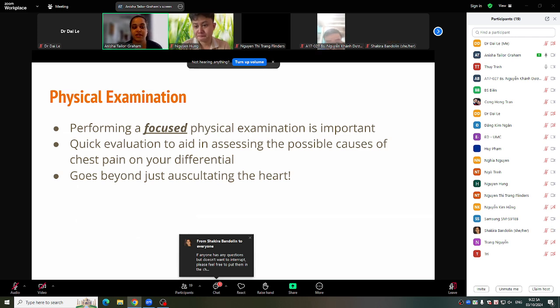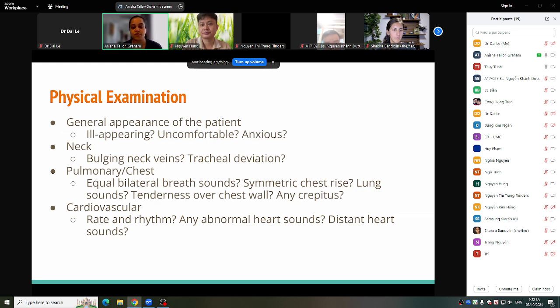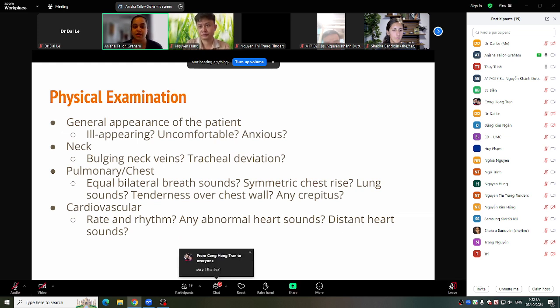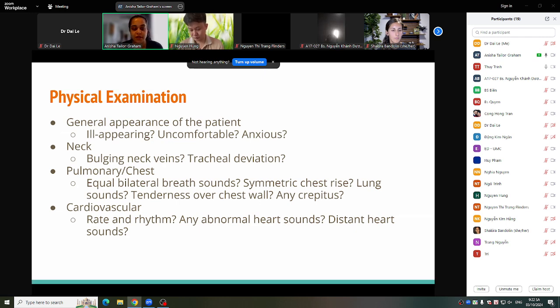In terms of the physical exam, things that I like to focus on is taking a look at the general appearance of the patient. Is the patient ill appearing? Do they look uncomfortable? Are they anxious? Do they look sick? Taking a look at the neck quickly to see if there's any bulging neck veins, or if there's any tracheal deviation, which might give us a hint that this is a tension pneumothorax going on.